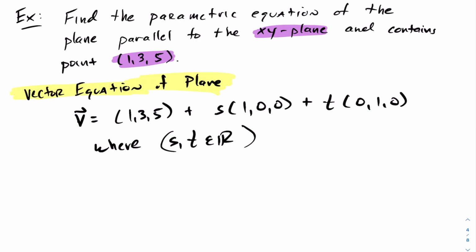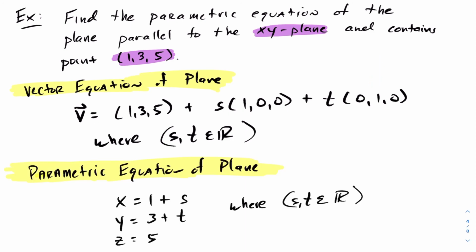Notice here the vector equation of the plane is just going to be our point, in this case our point A, plus any multiple of our one direction vector, plus any multiple of our second direction vector. The parametric equation of this plane will be x equals 1 plus s, y equals 3 plus t, and z equals 5, where s and t are any real numbers.